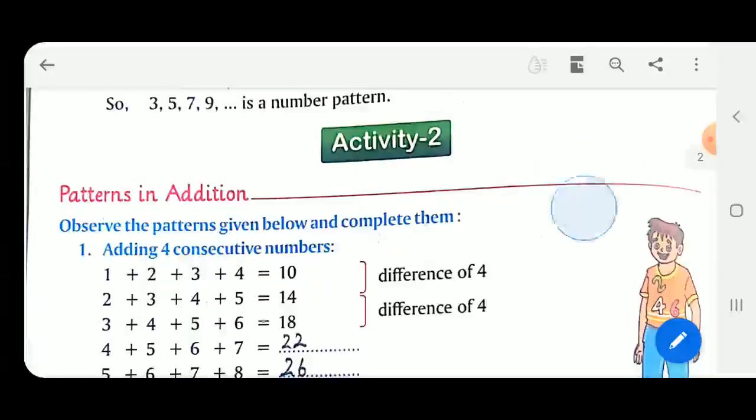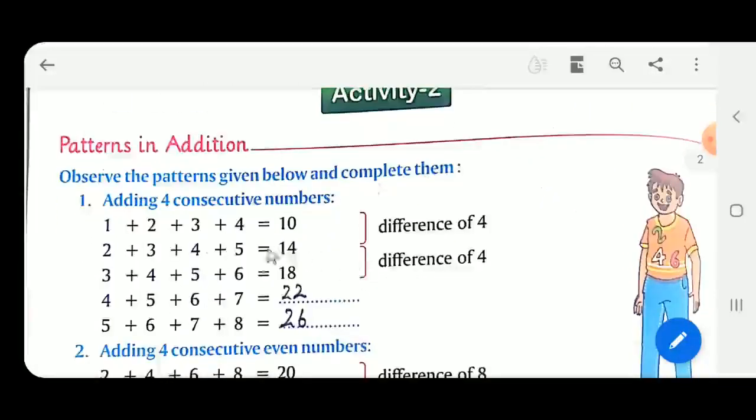Pattern in addition. First is adding 4 consecutive numbers. That means 1, 2, 3, 4. 4 numbers are there. Consecutive, I said, it is continuous. If you add, it will be 10. Similarly, in the second, if we add all these 4, we are going to get 14.